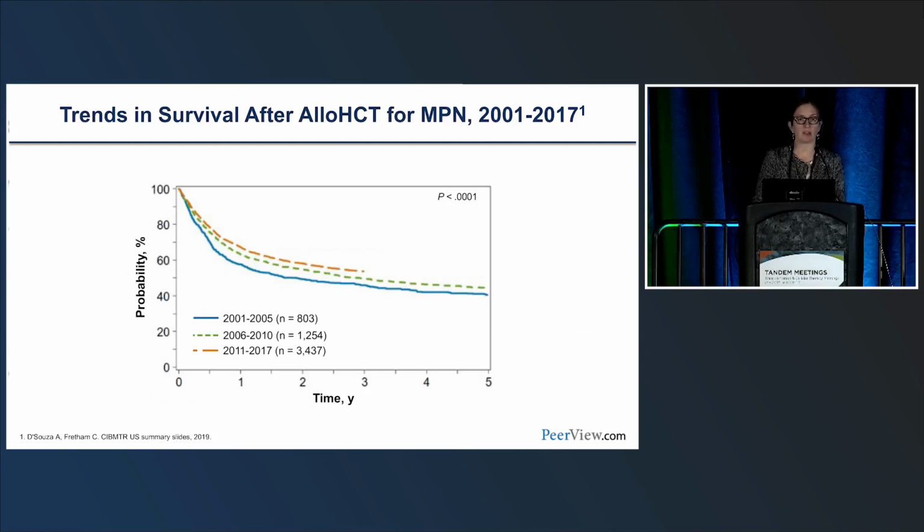We can also see this when we look at CIBMTR data. In reviewing data from the last 2 decades, we see that, number 1, transplants have increased quite a bit, and we have also improved our outcomes of transplant.